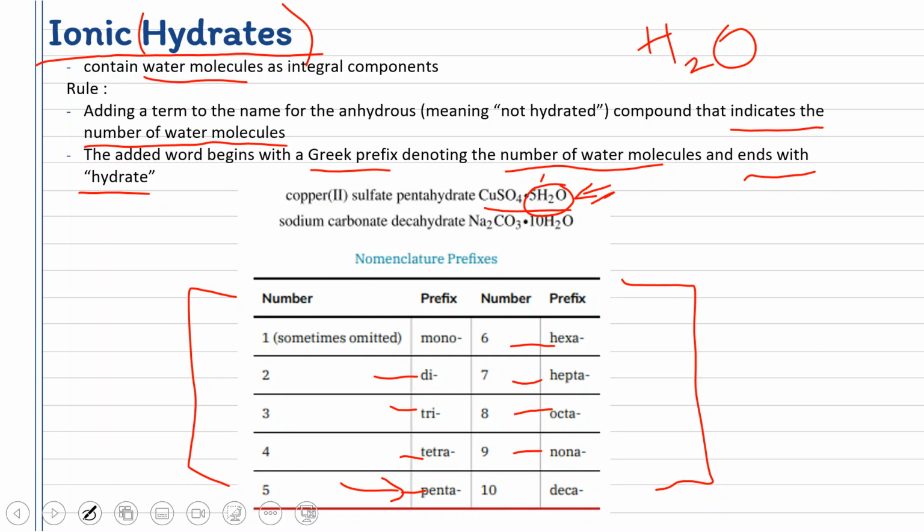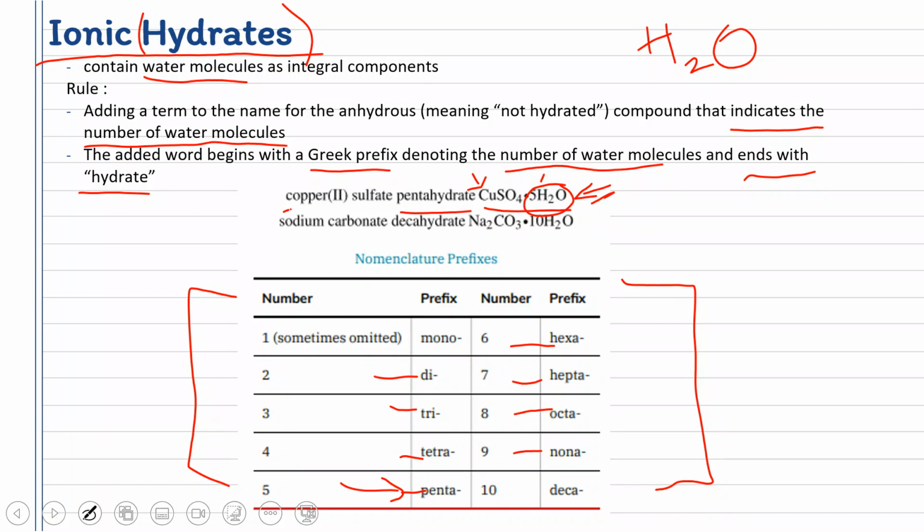I put that in my mind. I know the last part of the name is going to be pentahydrate. Now what about the first part of the name? The first part is the ionic part of the name, and because it's ionic, we follow the ionic compound naming, which tells us that you name the cation first. So what is our cation? We have Cu, so Cu is our cation, and Cu stands for copper.